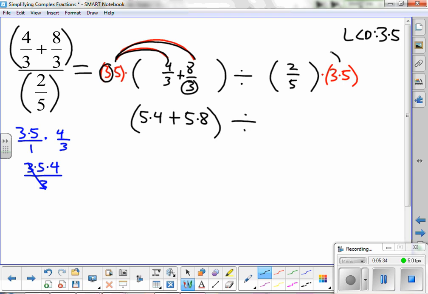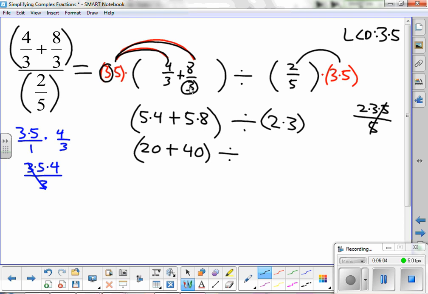Divided by, now I got to multiply this times here. So that's top times top, 2 times 3 times 5 divided by a 5. 5s are gone. So 3 times 5 times 2 divided by 5 is just a 2 times a 3. Clean this up a little bit. Well, these are just integers, so we can actually do this out. 5 times 4 is a 20. 5 times 8 is a 40. Divided by 2 times 3 is a 6. That's going to be 60 divided by 6, which is a 10.